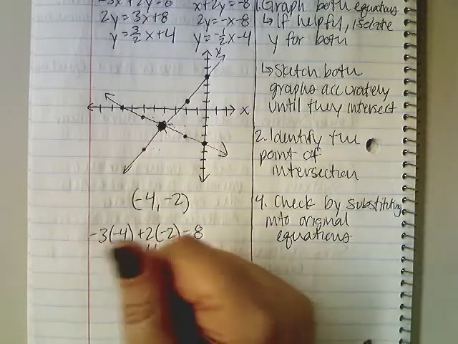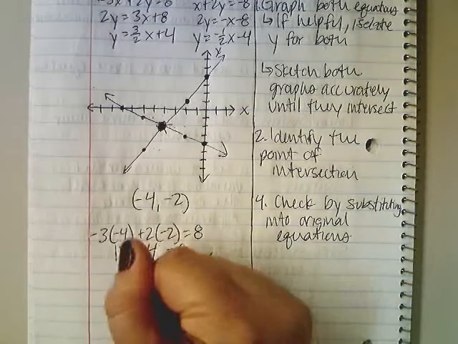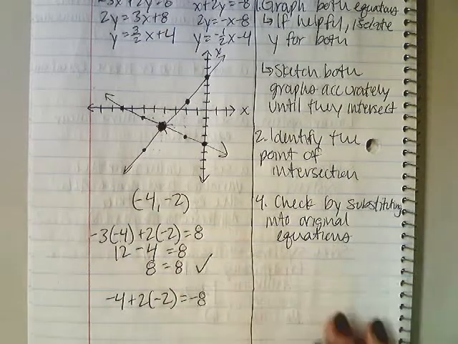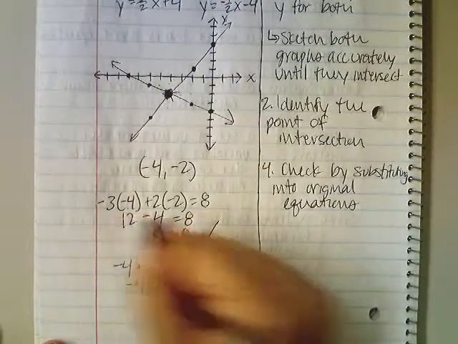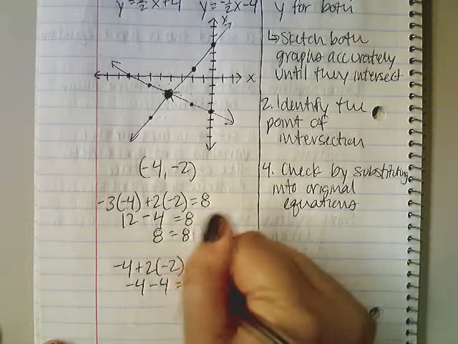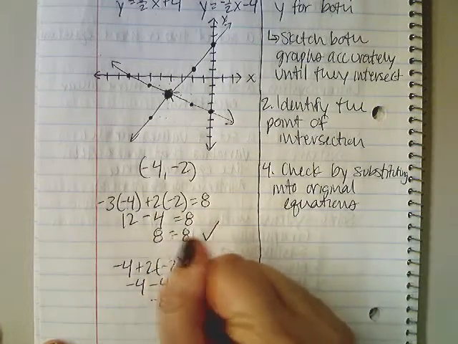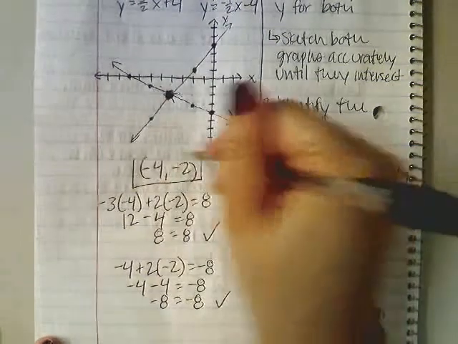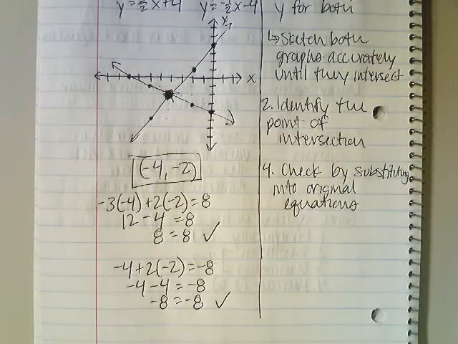Now I'll substitute it into the next one. So I have negative 4 for x plus 2 times negative 2 for y, and that should give me negative 8. I have negative 4 minus 4, which indeed checks out. So my solution is correctly negative 4, negative 2.